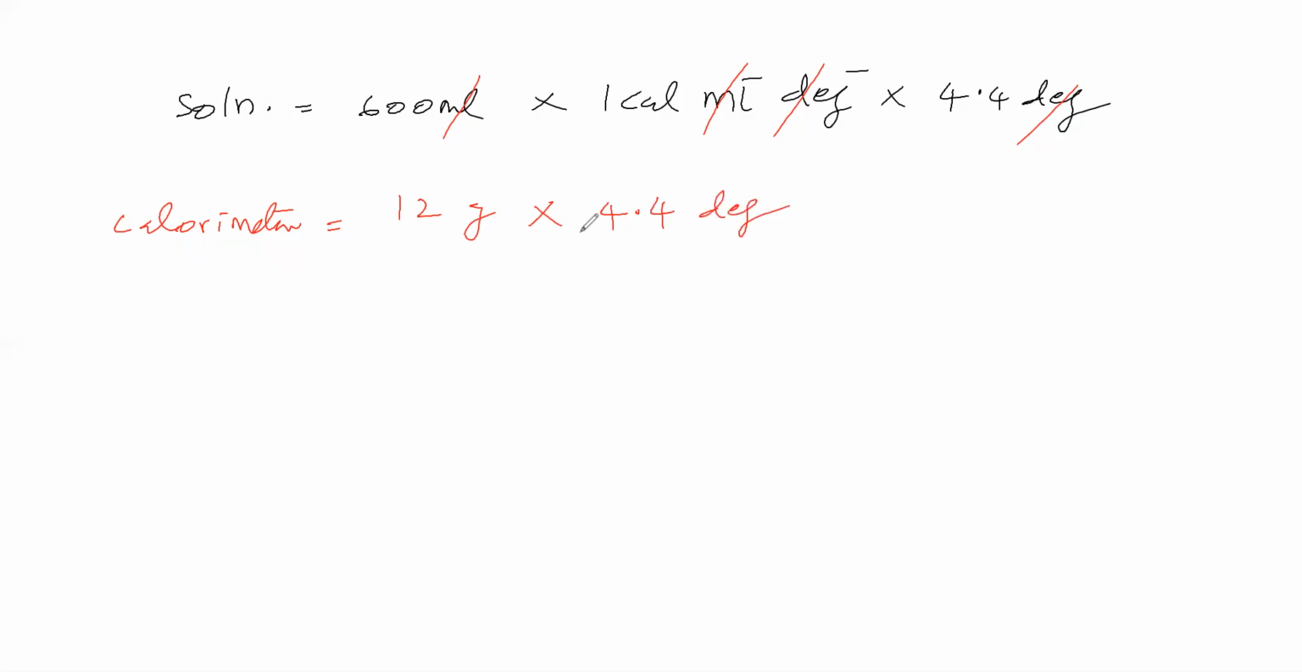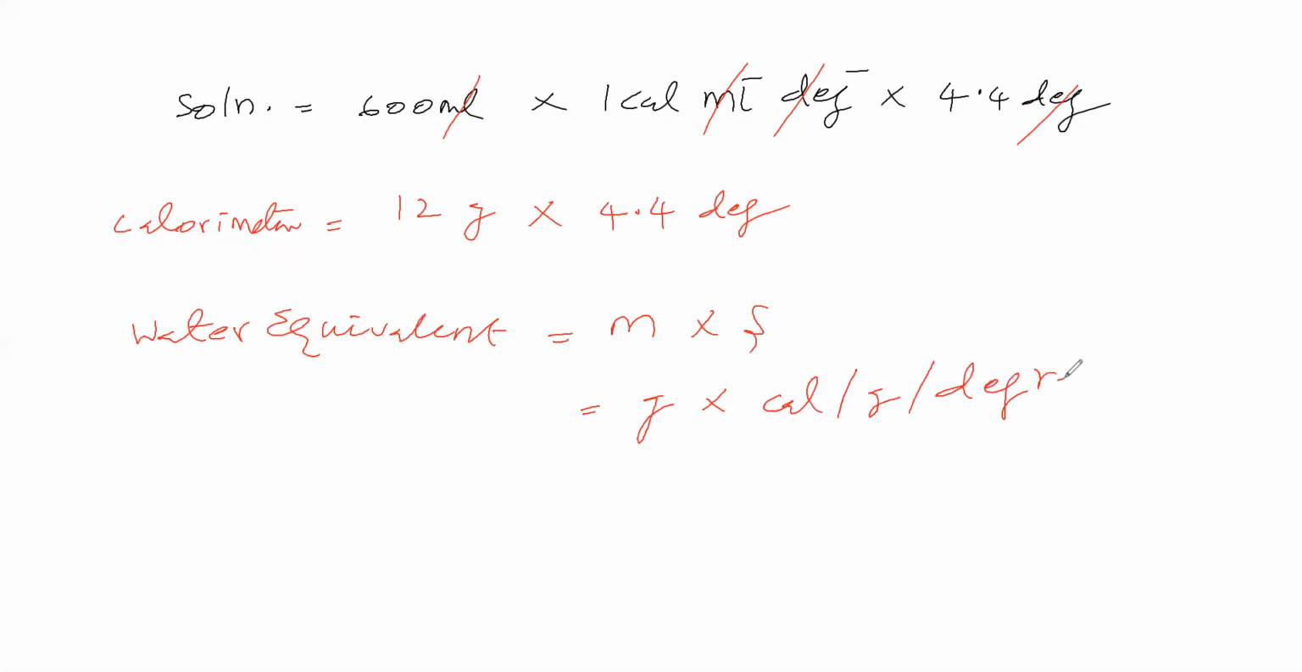Now here water equivalent is given. What is water equivalent, that we will see. Water equivalent means mass into specific heat. If the mass unit is gram, then the specific heat unit should be calorie per gram per degree.